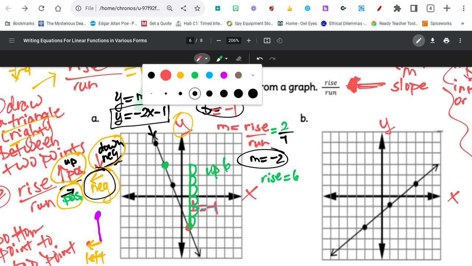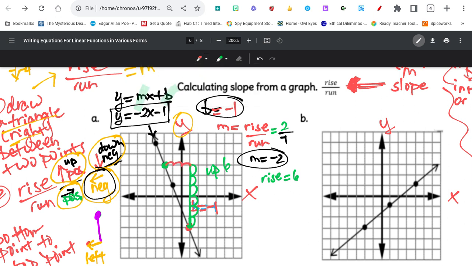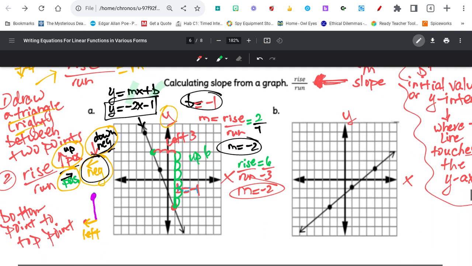And then the run would have been to the left: 1, 2, 3 jumps. So that would have been left 3, which is -3. But 6 divided by -3 is still -2. So it doesn't matter what 2 points you choose. Once you simplify what you have, you're going to get the same number, okay?